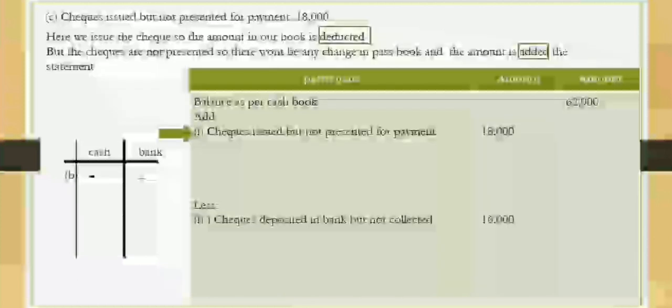And then we have the other one, checks issued but not presented for payment, amount 18,000. So it's the opposite case here. Here we issued the check, so the amount in our book is deducted. What does this mean? We are paying the amount to another party. So the amount in our cash book has to be reduced or deducted. So what would happen in the passbook? It should be added.